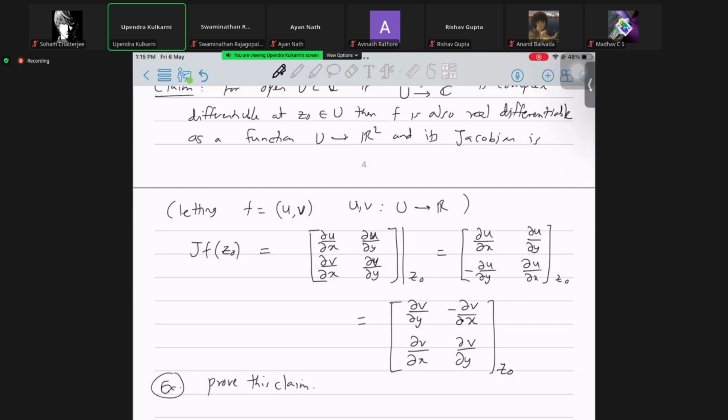So we'll talk a little bit about it. But anyway, you're going to see all of this in complex analysis mainly.